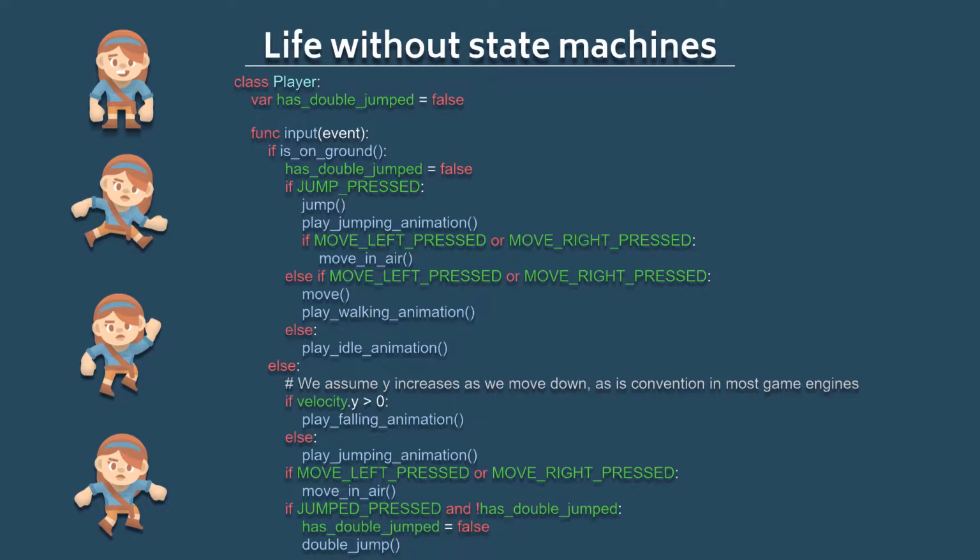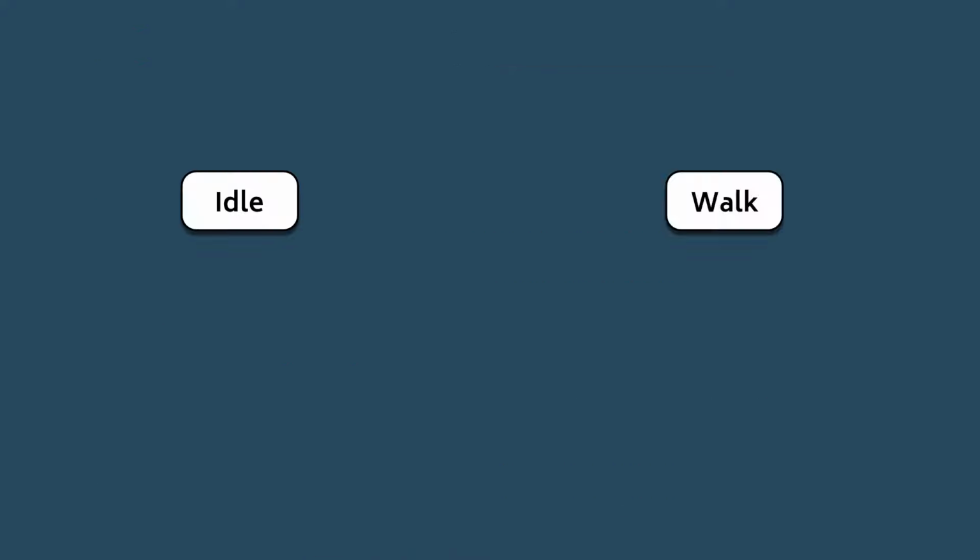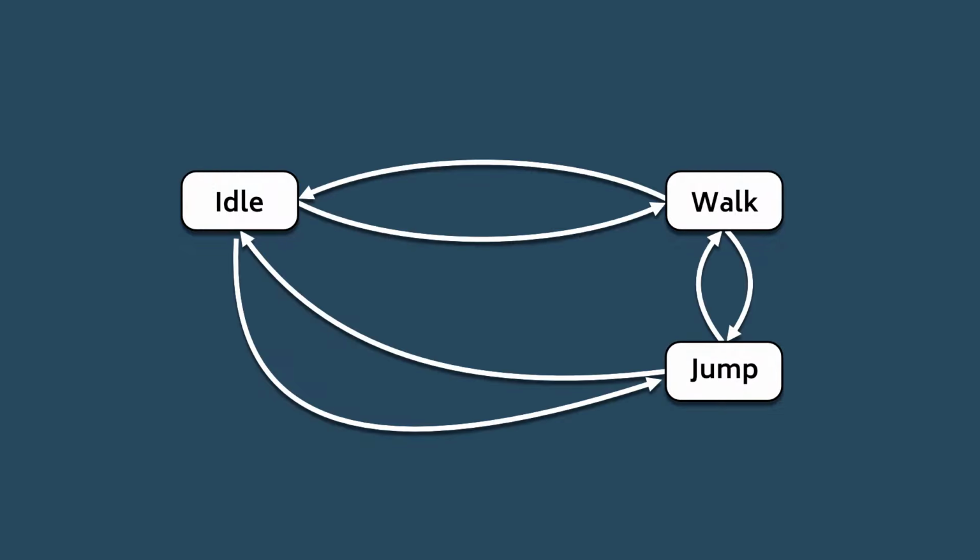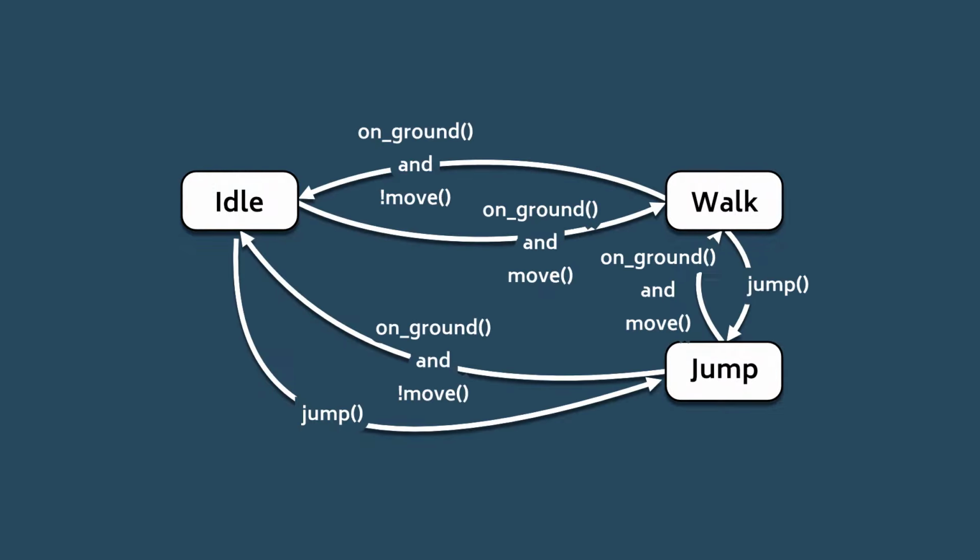So, let's take a step back, put down our keyboard, and step over to the whiteboard for a moment to figure out what it is we're really trying to do. And if I ask you to draw me a flowchart showing the rules of our character and what they should do and when, you could do so pretty easily. Drawing our basic set of idle, walk, and jump states, we might end up with something like this. And note that I've reworded a few of our checks just for the sake of brevity here. The overall functionality is the same.